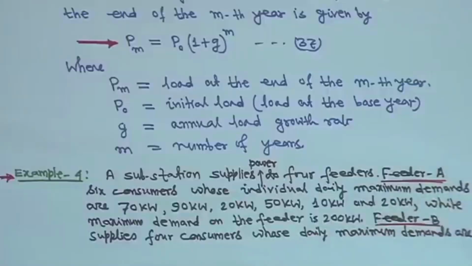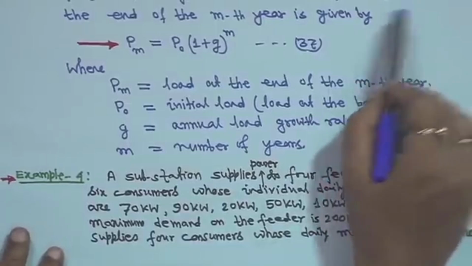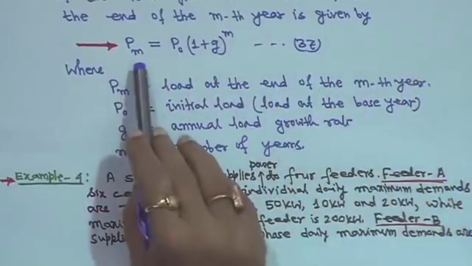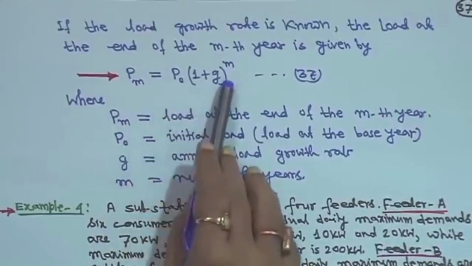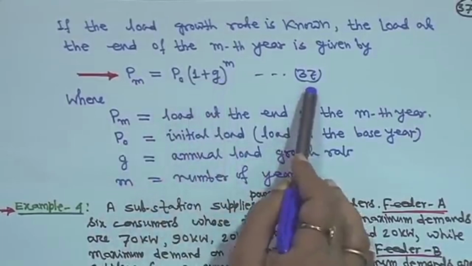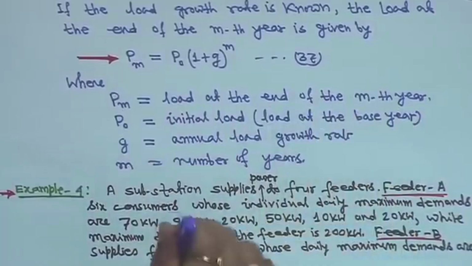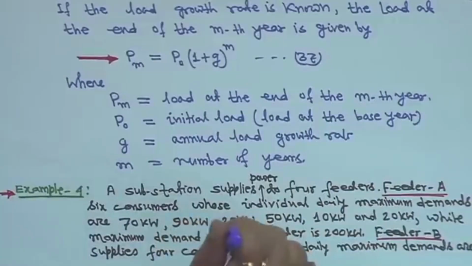What I am telling you here is just the preliminary or basic thing, right. But load growth is an important part of our power system, right. So if the load growth rate is known, then load at the end of the mth year is given by Pm is equal to P0 (1 plus G) to the power m. This is equation 37, where Pm is the load at the end of the mth year. Suppose today it is the base year, that is the initial load, right.